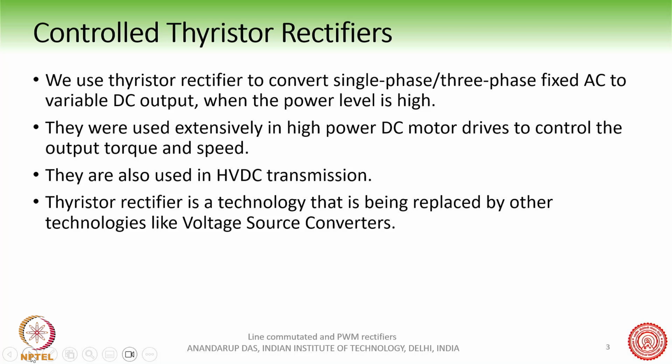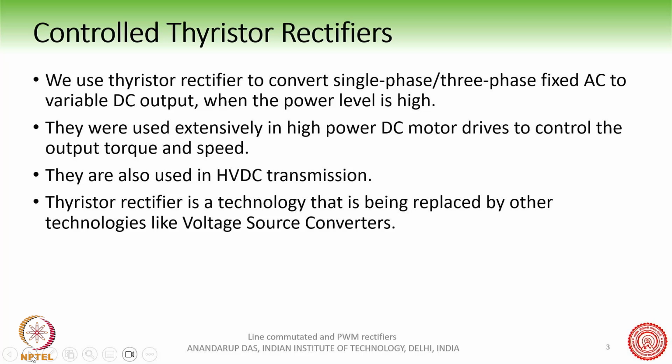So controlled thyristor rectifiers, as we know, are used to convert single or 3-phase fixed AC voltages into a variable DC output voltage. When the power level is high, these thyristor rectifiers are very popular. In earlier days they were used extensively in high-power DC motor drives to control the output torque and speed. So as long as DC motor drives were popular, thyristor rectifiers were also very popular.